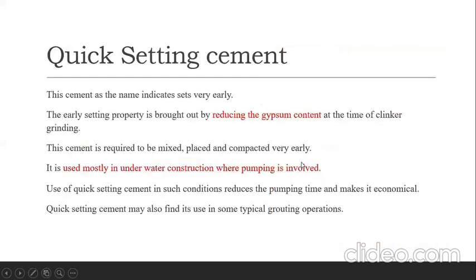The next type of cement is quick setting cement. This type of cement is manufactured just by reducing the gypsum content in the cement. That's it. Generally 2 to 5 percent of the total cement content is gypsum. Lowering the gypsum content leads to flash setting, in which the cement has higher reactivity with water, and as a result it sets at a faster rate. So this type of cement is mostly used for underwater constructions.